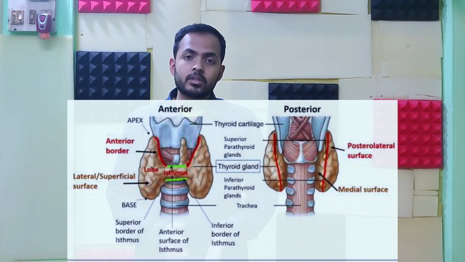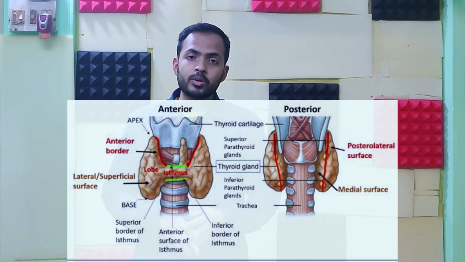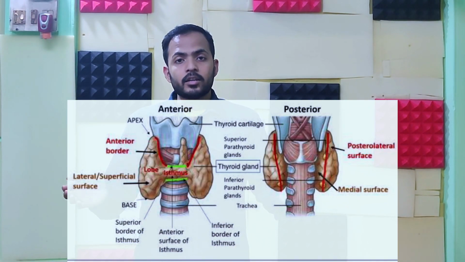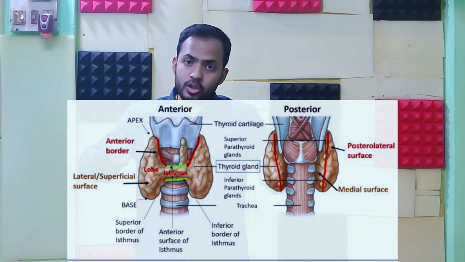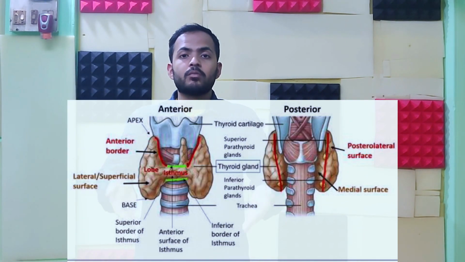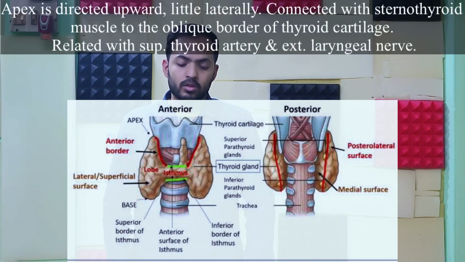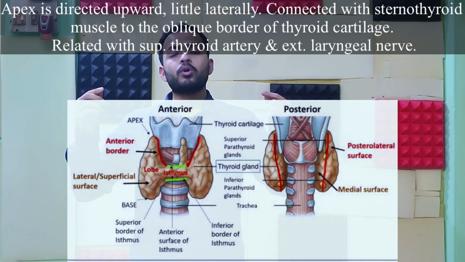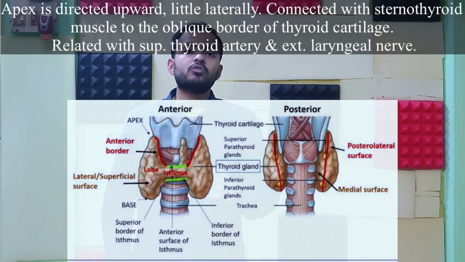As you can see in this photo, each lobe has an apex, base, lateral surface, medial surface, posterolateral surface, along with anterior border and posterior border. The apex of the thyroid is directed upward and a little bit laterally. At this point, it is connected with the sternothyroid muscle to the oblique border of the thyroid cartilage, and related with the superior thyroid artery along with the external laryngeal nerve.